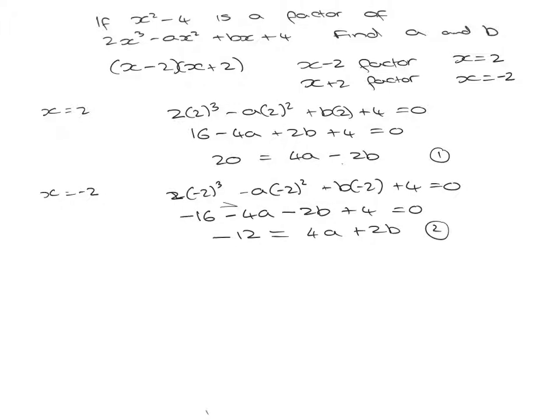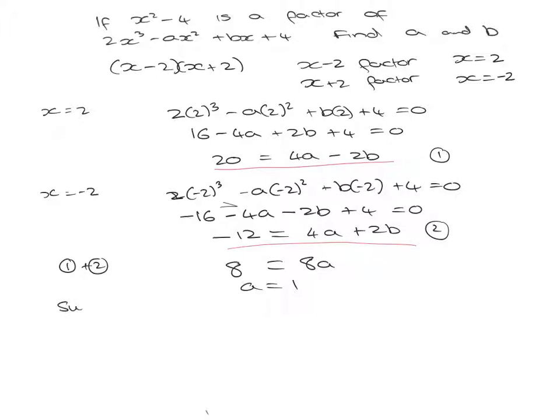Now we can see here we've now got 2 equations and 2 unknowns, which we can solve using simultaneous equations. So what I'm going to do is I'm going to take equation 1 and I'm going to add equation 2. So 20 plus negative 12 gives you 8. 4a plus 4a is 8a. Minus 2b plus 2b cancels out, becomes 0. So from this we know a is equal to 1.